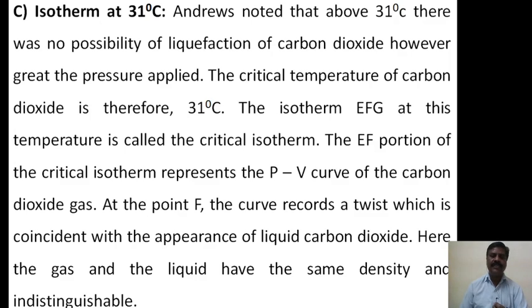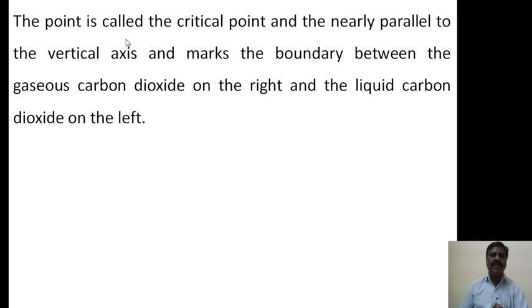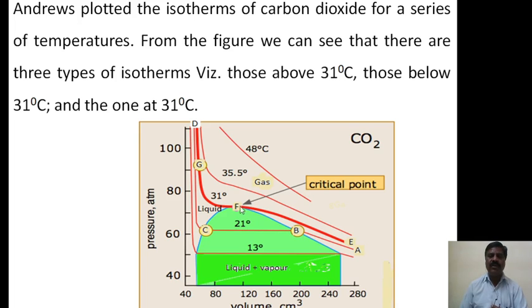Due to having the same density, that point, the F point, is called the critical point. The line is nearly parallel to the vertical axis and marks a boundary between the gaseous carbon dioxide on the right and the liquid carbon dioxide on the left. Here, on the left side is the liquid state and on the right side is gas. This is marked F, called the critical point, and 31 degrees Celsius is the critical temperature.